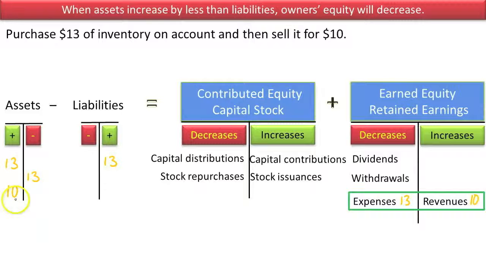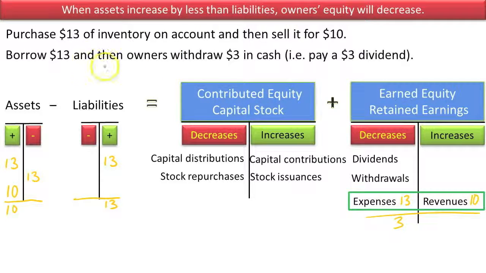Let's see where we're at now. If we were to compute our asset balance, we have $10 in assets, $13 in liabilities, and we have a net loss, which reduced retained earnings by 3. Let's look at another transaction.